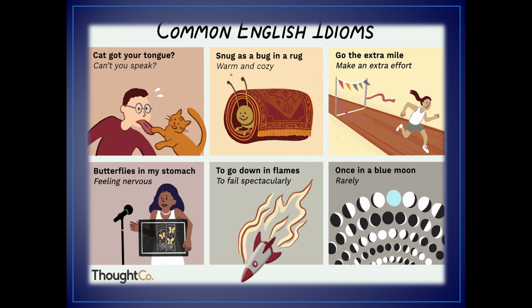Let's recall what we have already studied. Snug as a bug in a rug. That means being warm and cozy. Then go the extra mile. Going the extra mile means make an extra effort. To do something, to achieve something, you have to go the extra mile.